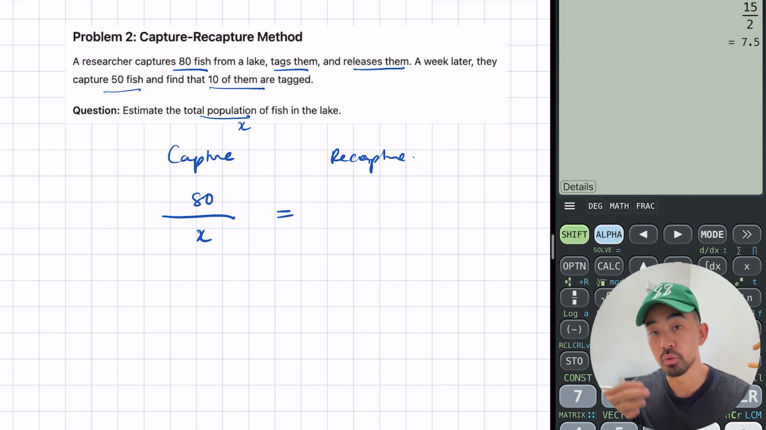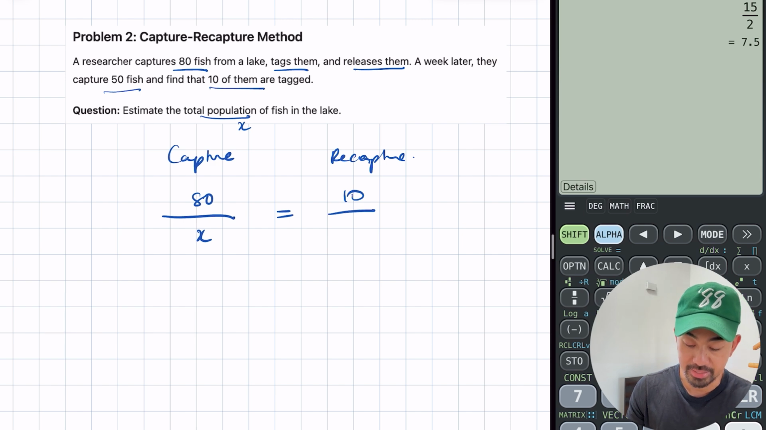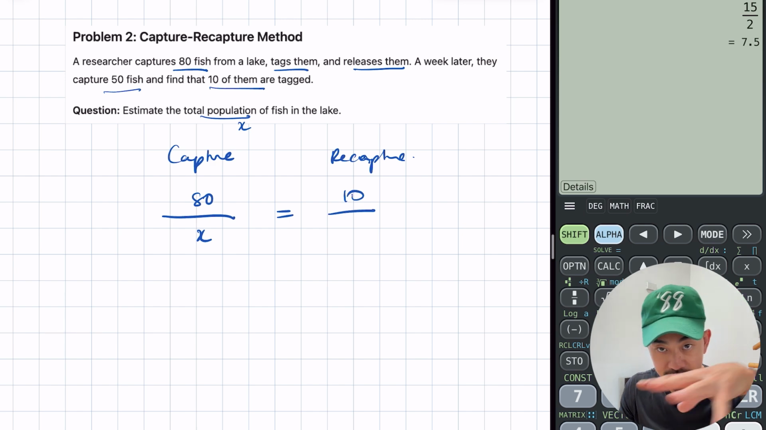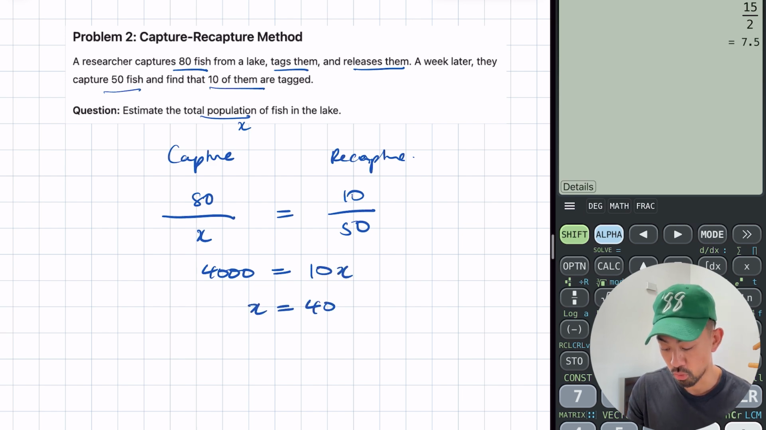And that's always equal to what's recaptured. So how many are captured and tagged? Well, 10. And how many fish were captured in that mix? Well, that's going to be 50. And now all you've got to do is solve this equation. So I'm going to cross multiply. 80 times 50 is 4,000. 10 times X is 10X. Divide both sides by 10, so X is equal to 400.